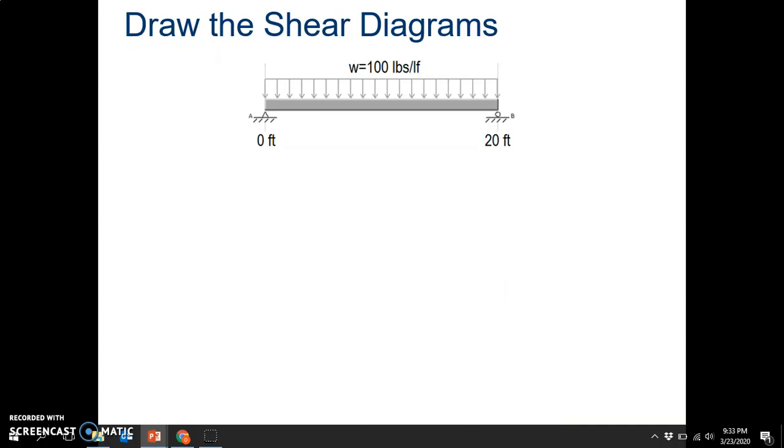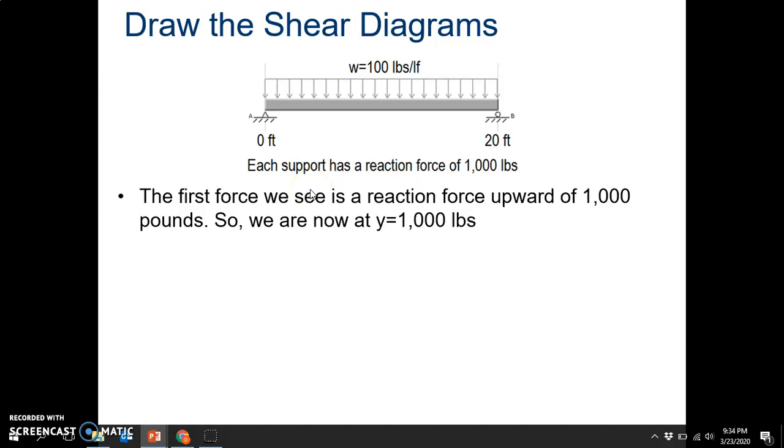I have my distributed load is 100 pounds per linear foot, and my beam is 20 feet. So the total reactionary force per side is going to be 1,000 pounds. I assume you should be able to figure that out on your own now. And that means that I start off going up 1,000, and then for every 1 foot I move over, I'm going down 100. So my slope is negative 100. So up 1,000, over 1, down 100, over 1, down 100, and so on.